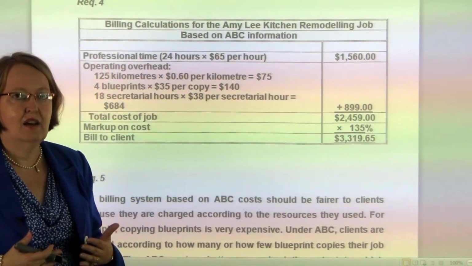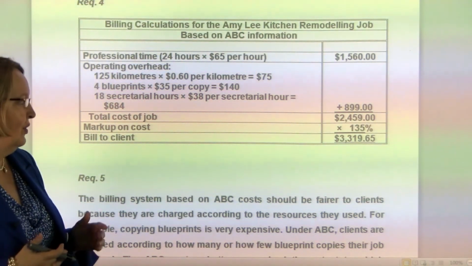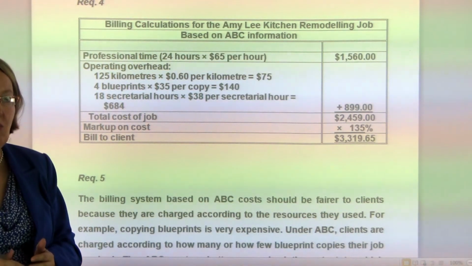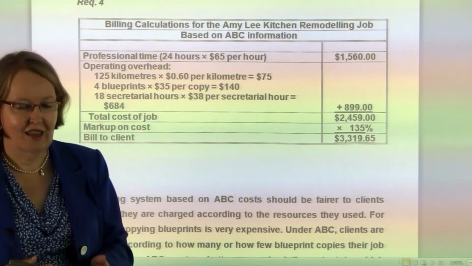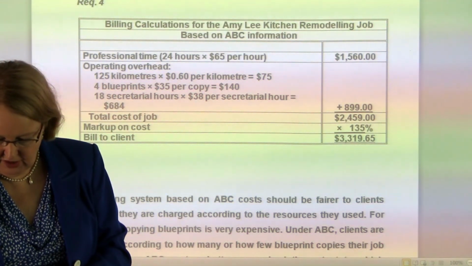All of this adds up, and I think it's a fairer system, and it makes sure that you're charging the client appropriately and the client understands why their costs are as high as they are. Okay, so that concludes requirement 4.